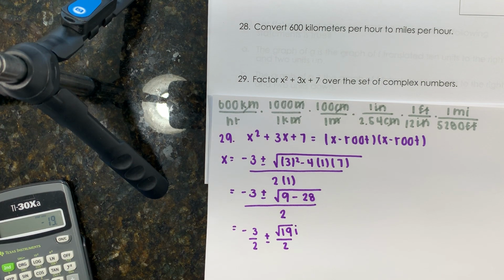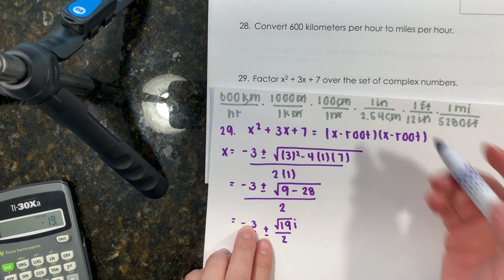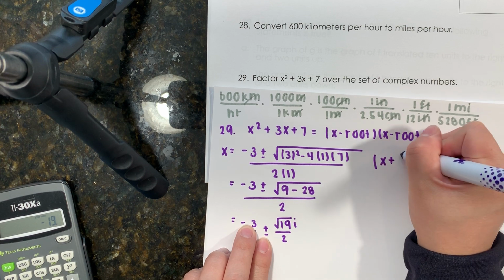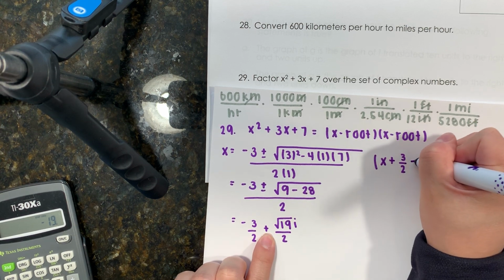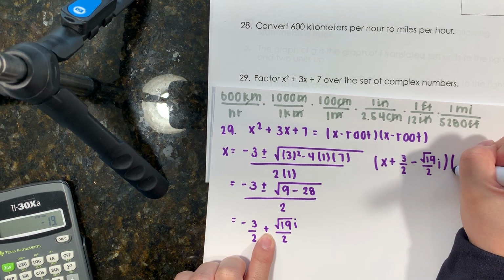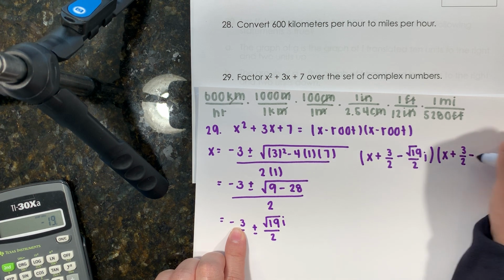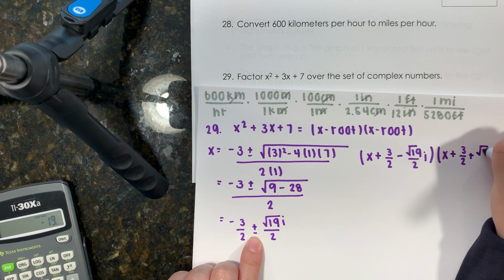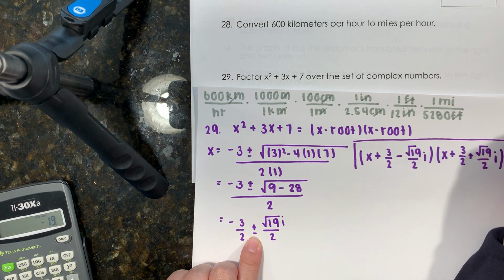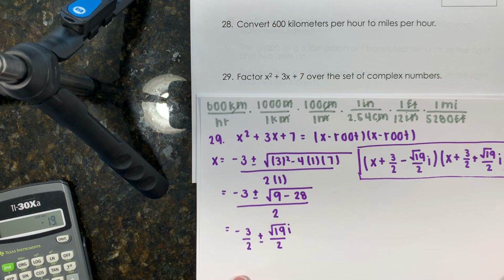Now those are your roots, but when you plug them in, you need to make sure that you change the signs. So this negative sign is going to turn into a positive. This positive sign is going to change into a negative. Then this negative again will change to a positive. And this negative will change to a positive. And that would be your factored equation. So solving for the roots just means using the quadratic formula.